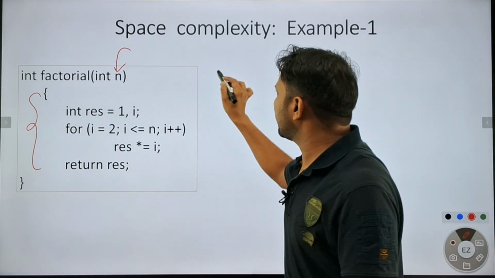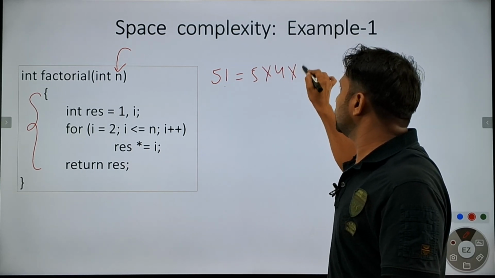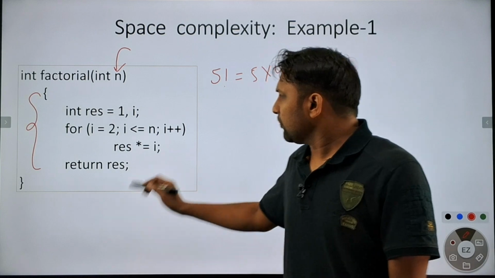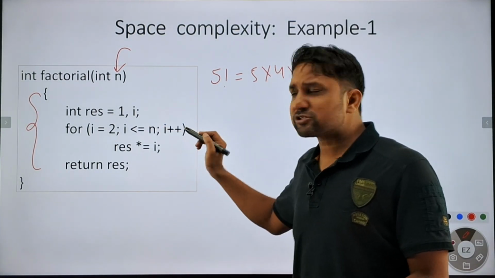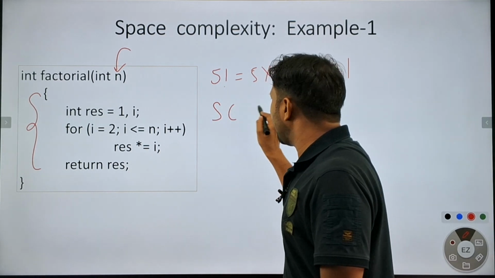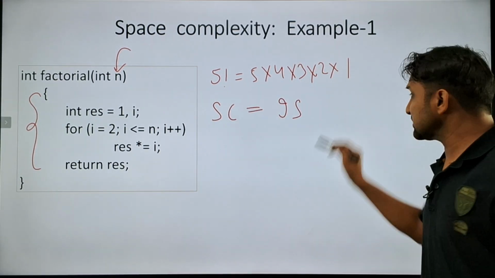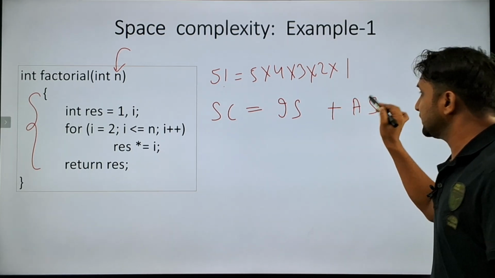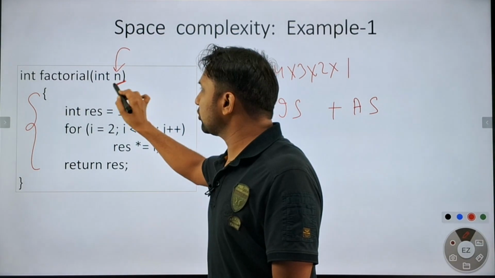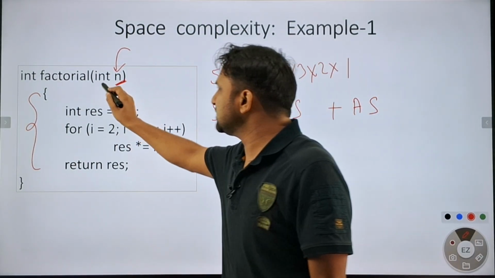What is the factorial of, let's suppose, 5? 5 factorial is 5 into 4 into 3 into 2 into 1. So what is the space complexity of this code? Let me go through the definition. Space complexity of any program is the input space plus the auxiliary space. And what is the input space required over here? This is the input we are taking, one integer variable.